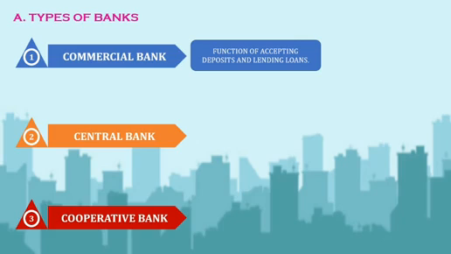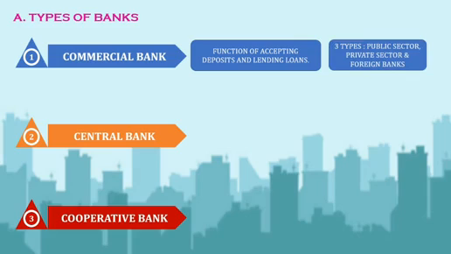The commercial bank is a financial institution which performs the functions of accepting deposits from the public and lending loans, and offers allied services to its account holders and also to the public at large. There are three types of commercial banks. They are public sector banks, which are also called the nationalized banks. Second, the private sector banks. And third, the foreign banks.